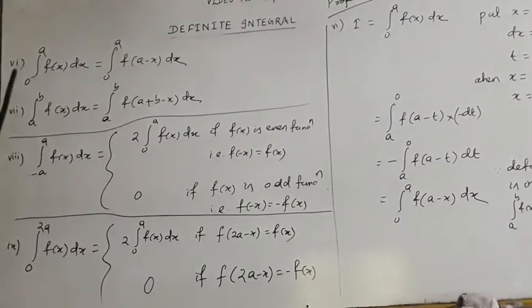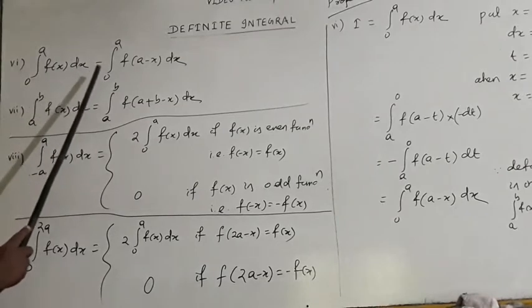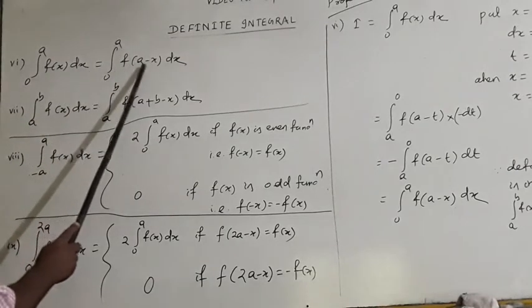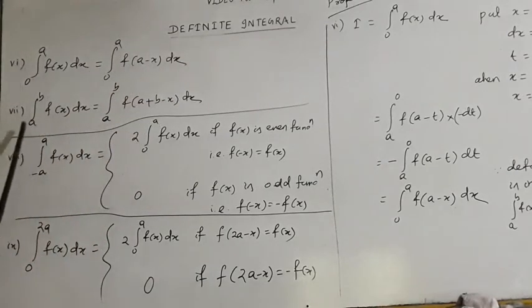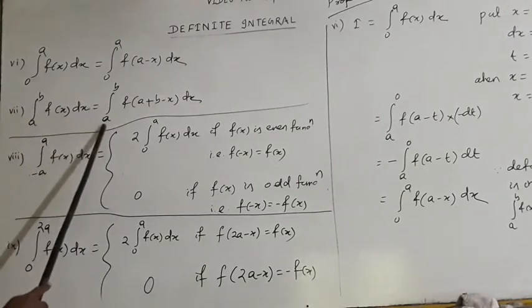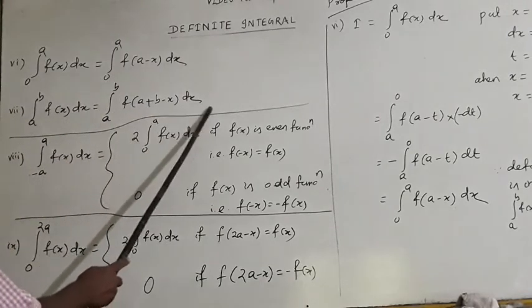Now there are another 4 important properties. These properties are very important from your exam point of view. Very important, again I am repeatedly telling you. First, the integral from 0 to a of f(x) dx is the integral from 0 to a of f(a minus x) dx. Similarly, the integral from a to b of f(x) dx is the integral from a to b of f(a plus b minus x) dx.